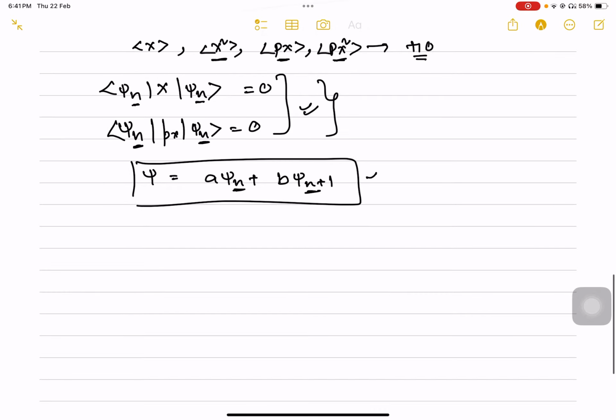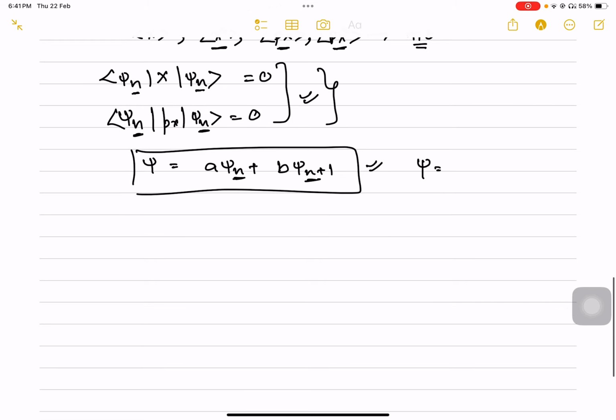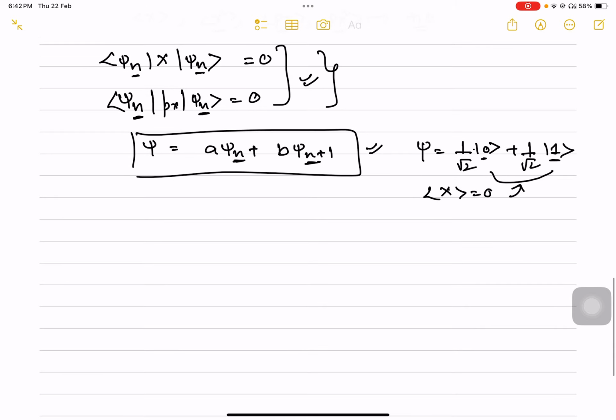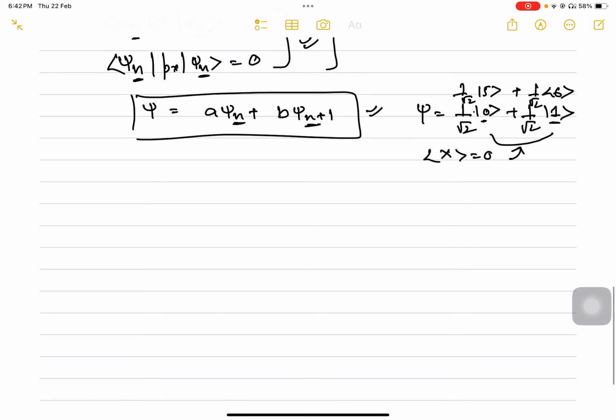If the question comes like this, psi is a linear combination, something like this one I must write. If this is n and this is n plus 1, these are successive states, so you just have to take the average of x over this wave function. It will be tough if the wave functions were like n equals 5 and 6 with 1 by root 2 coefficients. So just remember this thing. We have to find the average of x, which comes to be 0.